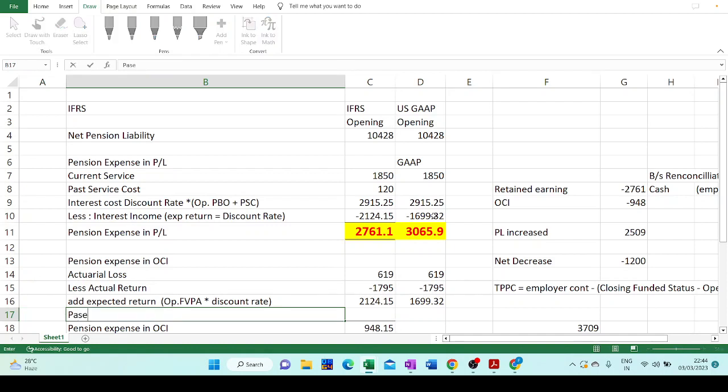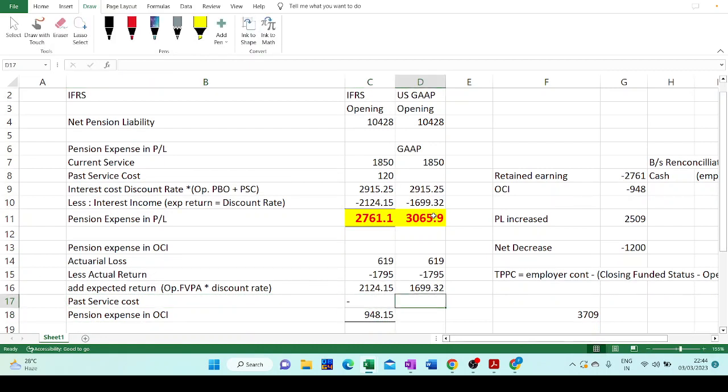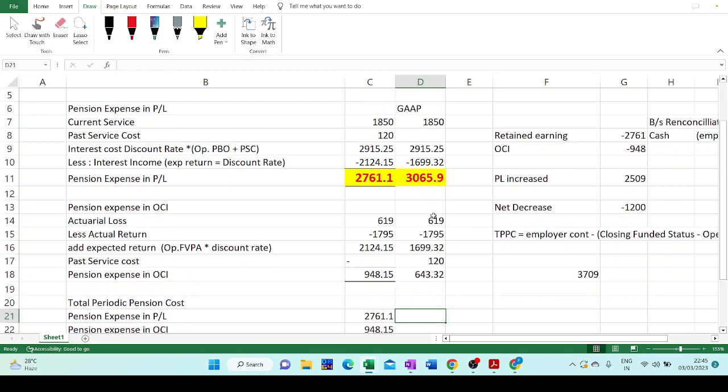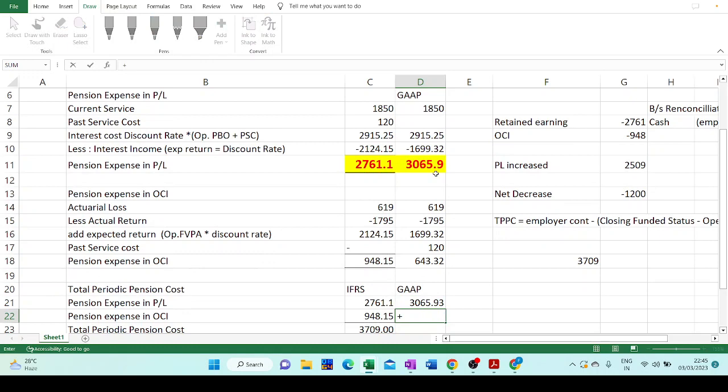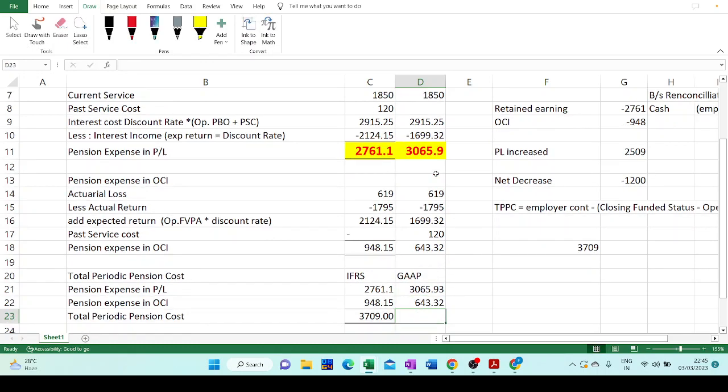And guys, the past service costs go to OCI in GAAP. So this would be the pension expense in OCI under GAAP, that is 643.32, right? Now we'll calculate the total periodic pension cost. This was in IFRS, this is in GAAP, right? So pension expense in P&L is 3065.9, pension expense in OCI is 643.32. If I add the two, I should get 3709 or round about that figure, right?